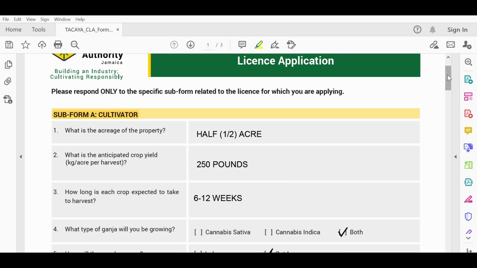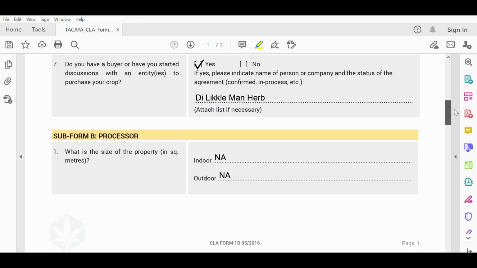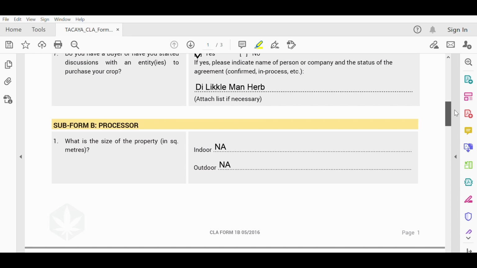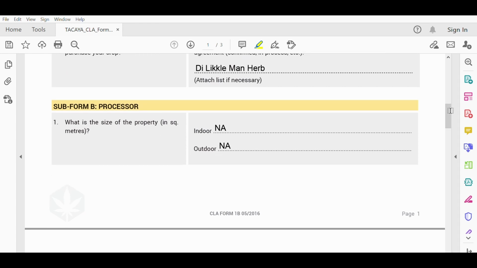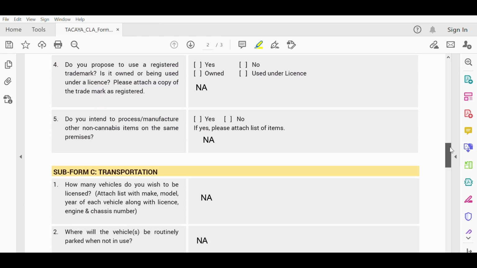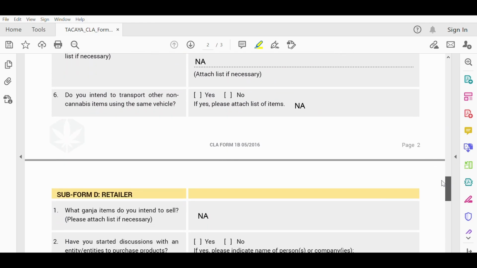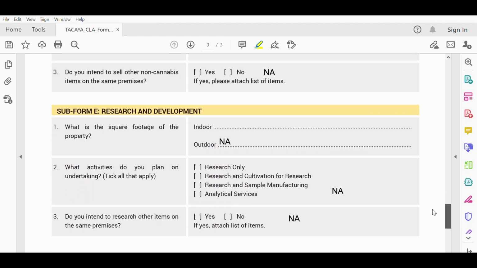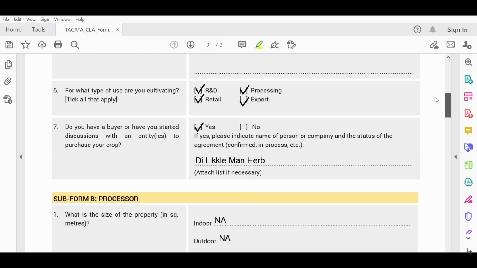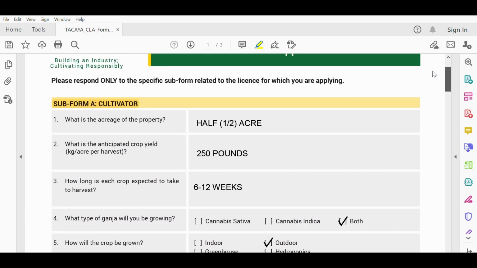Now, if you take a look at the rest of the form, you'll see that it talks about the different licensing categories. You have processor, transportation, retailer, and research and development. The only section that you are required to complete is the first section, which is A. Here, you want to state the size of the property which you are actually going to be cultivating on.